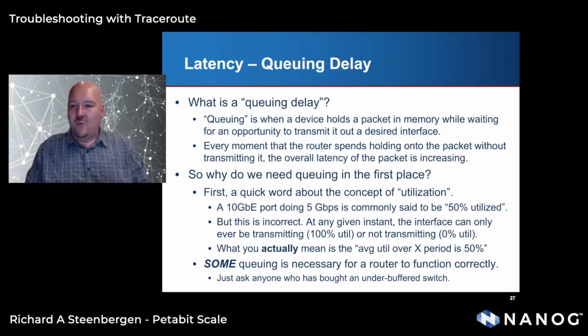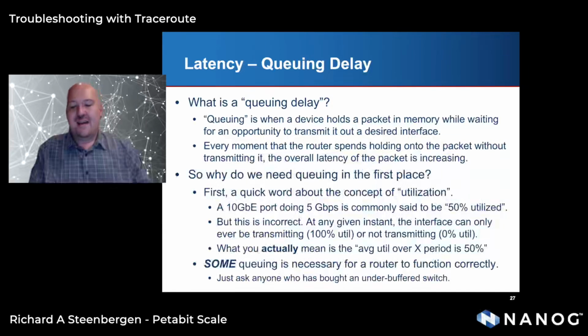Well, let's talk about what our concepts of utilization are. So if we've got a 10 gig port and it's doing 5 gigabits per second of traffic, you might say that it's being 50% utilized, but that's actually not correct. At any given instant, the device is either transmitting, so it's 100% utilized, or it's not transmitting, so it's 0% utilized. So what you actually meant when you said 50% utilized was the average utilization over some time period. So you might say 50% utilized over 1 second or 30 seconds or even 5 minutes if you have a really old graphing system.